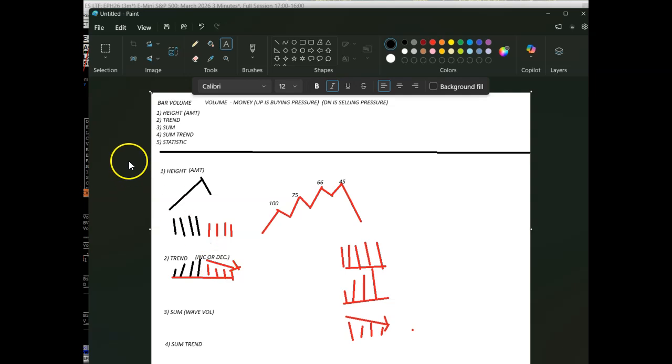So there you go. There is your framework for analyzing volumes. I added bar volume as well as some wave volume, the most effective pieces of it.